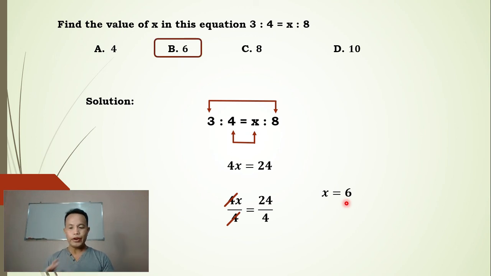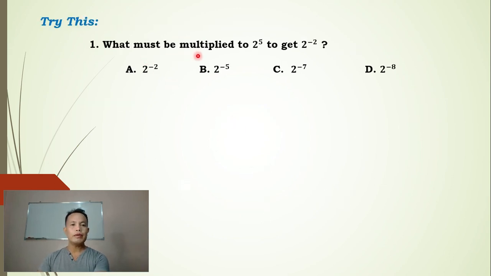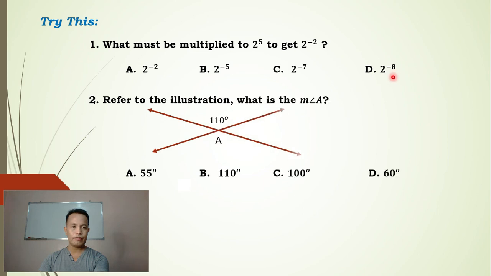Okay, before I go, you try these examples first. Number 1: What must be multiplied to 2 raised to 5 to get 2 raised to negative 2? A, 2 raised to negative 2. B, 2 raised to negative 5. C, 2 raised to negative 7. D, 2 raised to negative 8. Number 2, refer to the illustration. What is the measure of angle A? A, 55 degrees. B, 110 degrees. C, 100 degrees. D, 60 degrees.